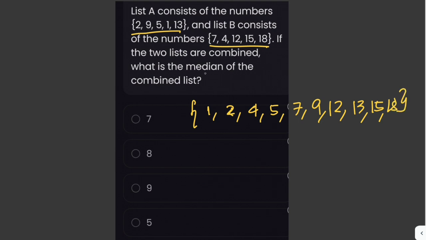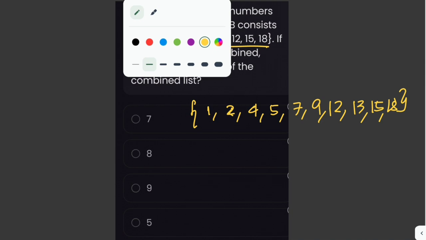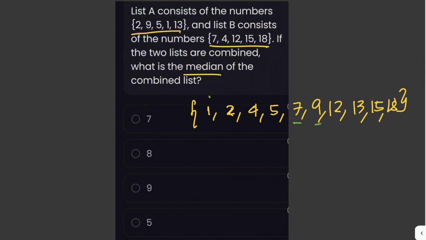Now, how are we going to find the median of the combined list? Let's recall that the median of a set of data is the value located in the middle of the data set. So in this case, our data set here contains an even number of numbers. So the median is the average of the two middle numbers. So the two middle numbers here are 7 and 9. Say 1, 2, 3, 4, 5, 6, 7, 8, 9, 10.